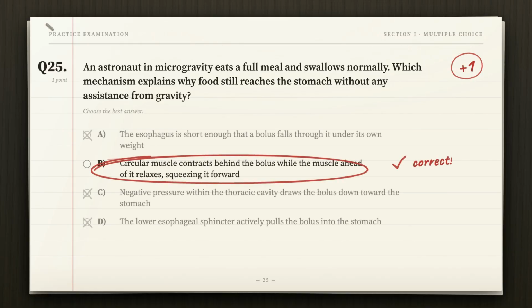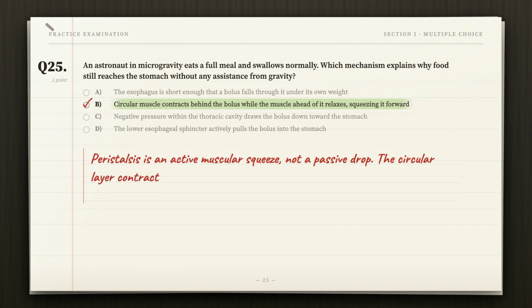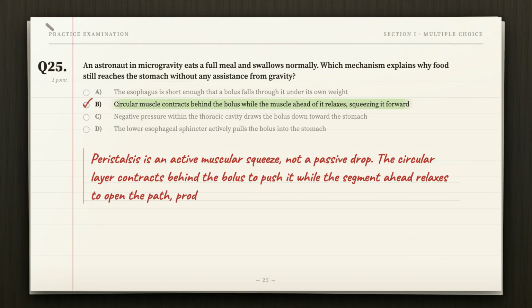The correct answer is B. Circular muscle contracts behind the bolus while the muscle ahead of it relaxes, squeezing it forward. B is correct because peristalsis is an active muscular squeeze, not a passive drop. The circular layer contracts behind the bolus to push it while the segment ahead relaxes to open the path, producing a traveling wave strong enough to move food uphill. That is why a person can swallow while lying down or upside down.